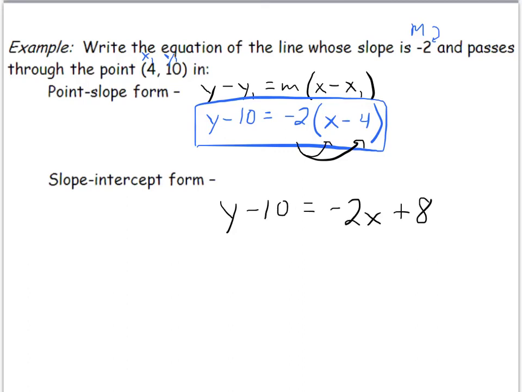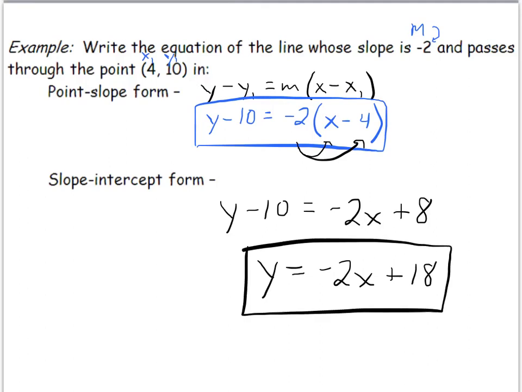And then I'm going to add 10 to both sides. When I do that, I get y equals negative 2x plus 18. That is my equation, my line, in slope-intercept form. It tells me that my slope is negative 2 and my y-intercept is 18.